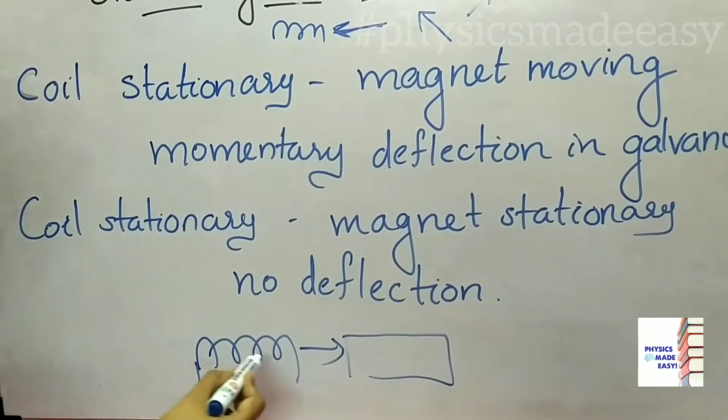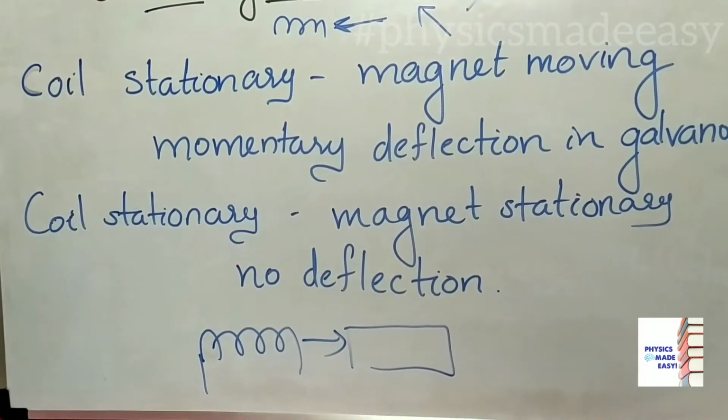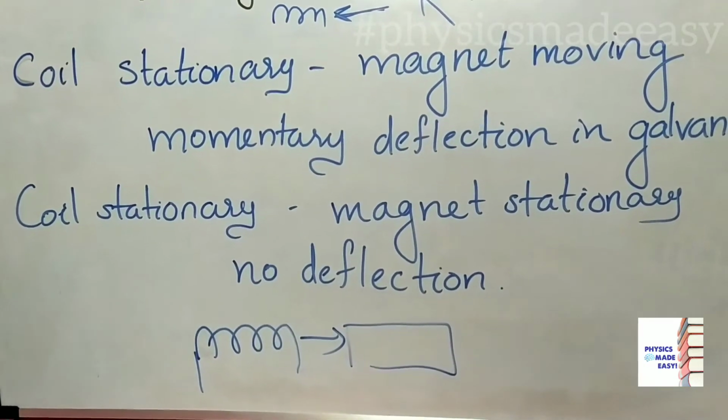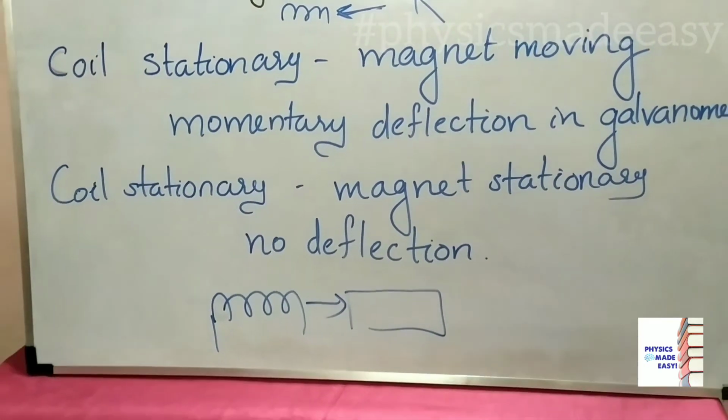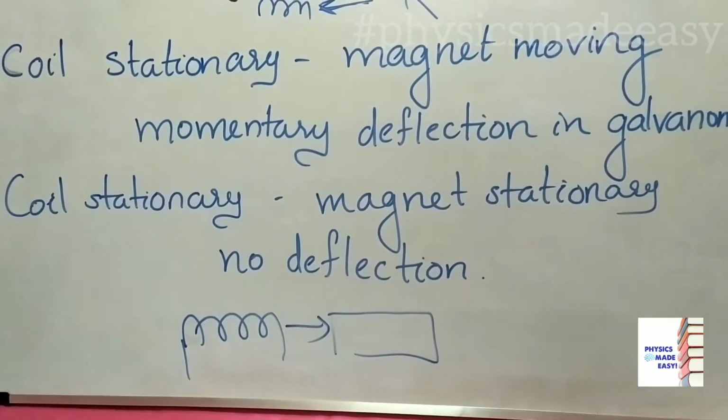Then if you are taking this away from the magnet, if this coil is moving away from that magnet, you can see the galvanometer shows deflection in the opposite direction. That means towards the magnet, away from the magnet. The direction is changing there, and the direction of the induced current is also changing there.